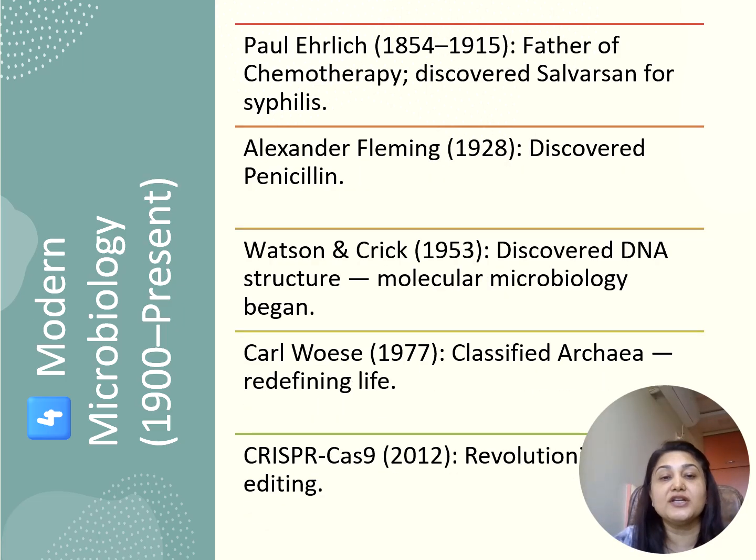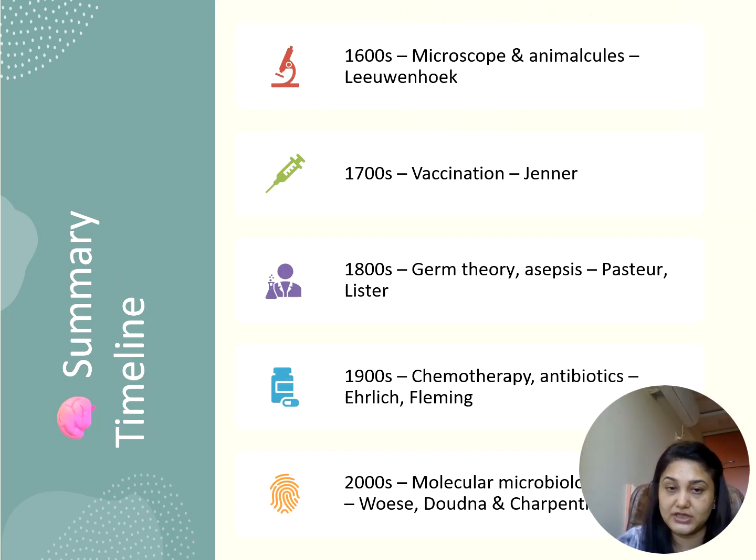In 1900 onwards, Paul Ehrlich is also called the father of chemotherapy because he discovered a special drug called salvarsan for syphilis. Alexander Fleming discovered an antibiotic with the discovery of penicillin from the Penicillium fungus. DNA structure was discovered by Watson and Crick, and that is how molecular microbiology started blooming. Then come Carl Woese and CRISPR technology.